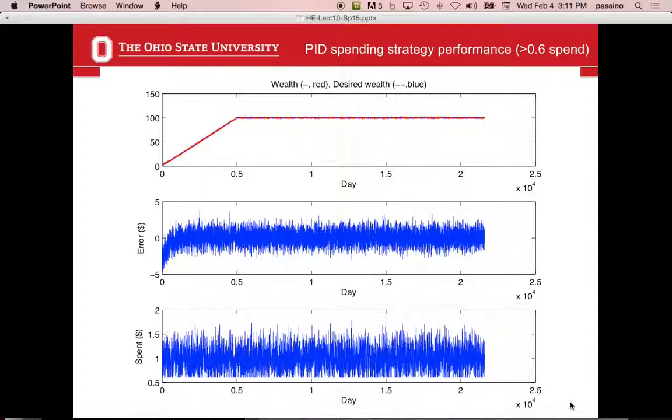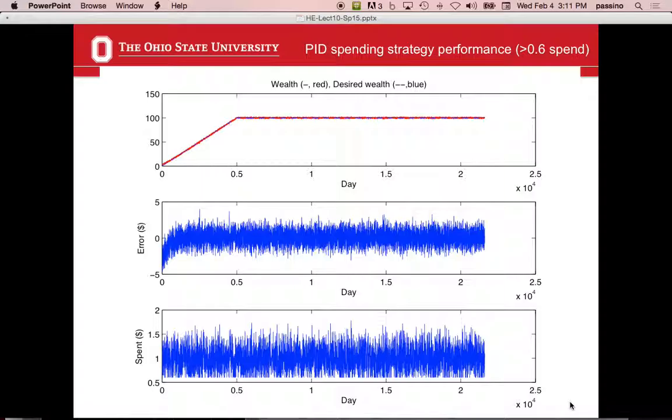This is the top plot. The first time you see it, you're like, what? It's one on top of the other. In other words, the red is wealth. The person goes up to $100 a day and holds constant. The blue is the desired wealth. They're right on top of each other. It's a little confusing at first. That just shows you how good it's doing.